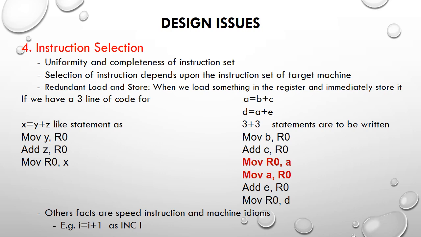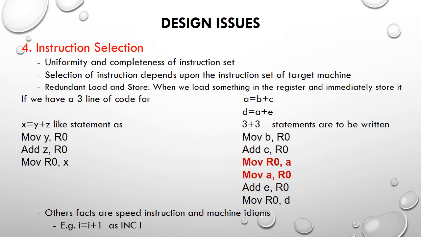Fine. And the other one is that selection of instruction depends upon the instruction set of the target machine. This is what we have discussed. And there should be uniformity and completeness of the instruction set. Any entry in the instruction set should not be left vacant. The third one is that if we are using some statements, then the number of statements should be optimum. It means the number of statements that are going to be converted to the target code or the assembly language code. There should be a limit to the number of instructions. The redundant instructions should not be written.